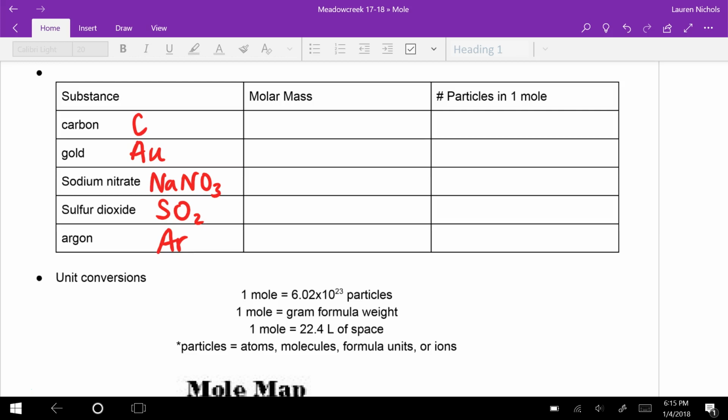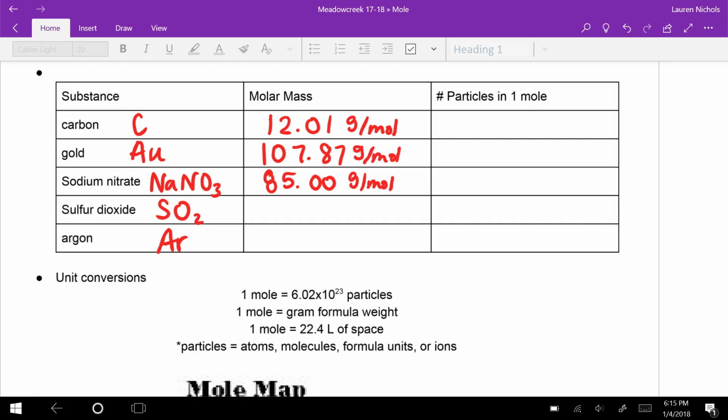So we can go through and calculate the molar mass for each. If we look at carbon, we know that carbon has a molar mass of 12.01 grams per mole. And if we look at gold, gold has a molar mass of 107.87 grams per mole. If we look at sodium nitrate, we're going to have a molar mass of 85.00 grams per mole. And I get that by determining the molar mass of sodium, nitrogen, and my 3 oxygens and adding them together. And I'm going to let you do the remaining 2 on your own.